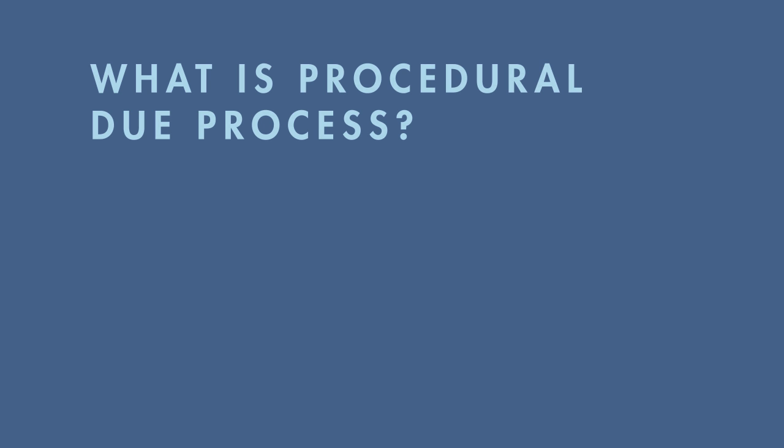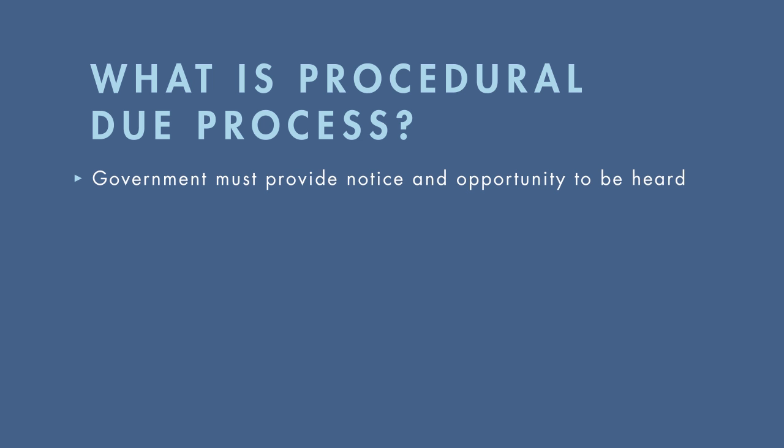In this video, we'll be talking about procedural due process. Remember from the Getting Started video, procedural due process is the requirement that the government provide a minimum level of notice and an opportunity to be heard before depriving a person of life, liberty, or property.